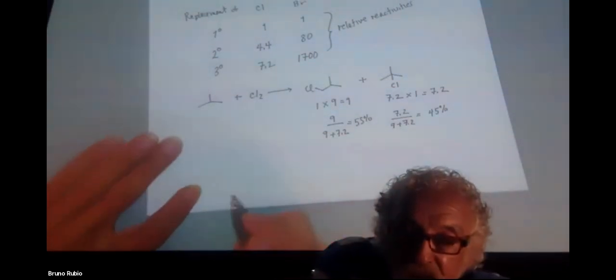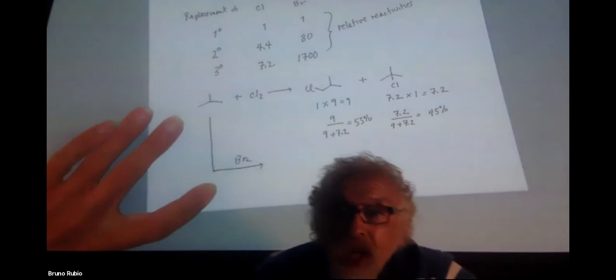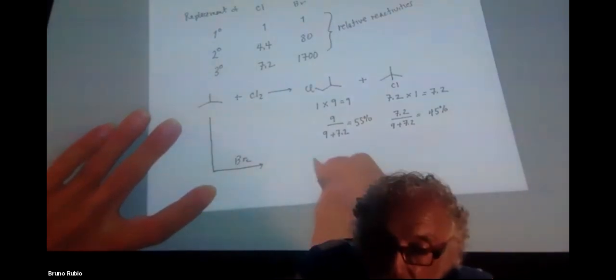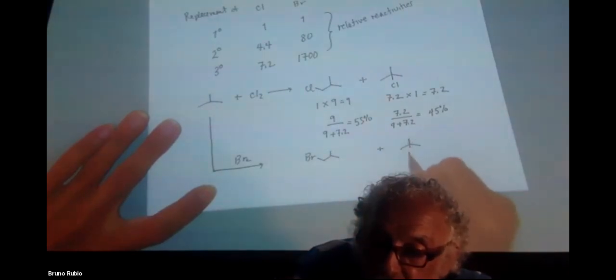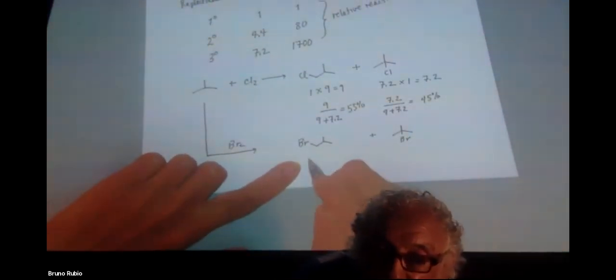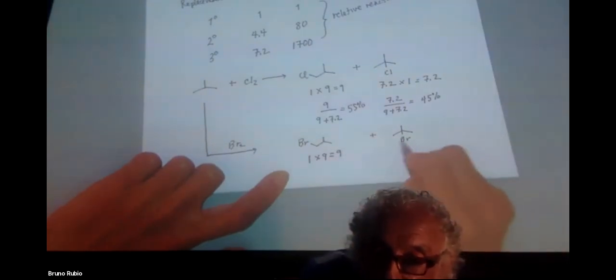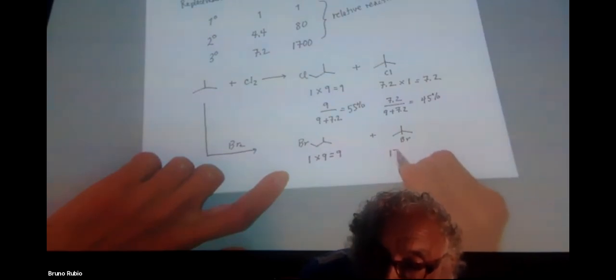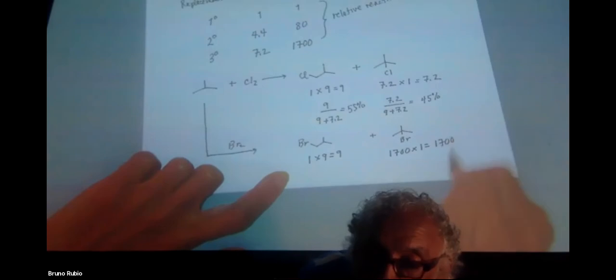Okay, but now when we do this very same experiment with Br2, let's see what we're going to get. We're going to get this plus this. The statistical factor here: that's a primary, so the reactivity factor is 1, times the statistical factor, which is 9, that's 9. Here we have a reactivity factor of 1700, because that's tertiary, times the statistical factor, which is only 1. That's going to be 1700, and that's going to be 9.